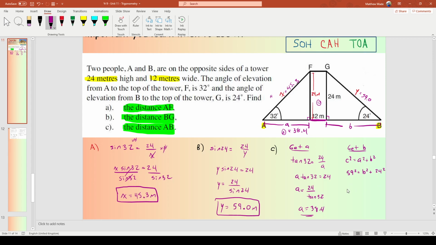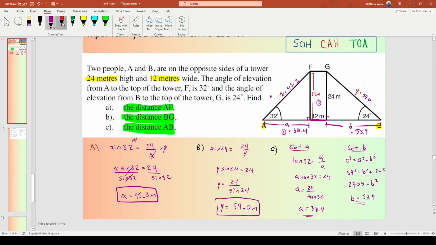Cool. That means that 59 squared take away 24 squared is going to equal 2905. So on this side I'll have 2905 equaling B squared, which means to get B, all I've got to do is square root that, and it equals 53.9. Cool beans? 53.9.